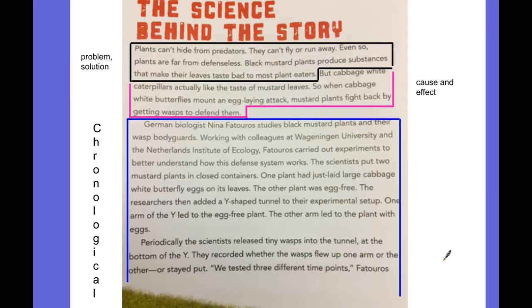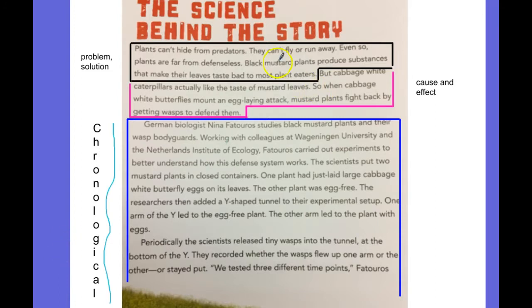The researchers then added a Y-shaped tunnel to their experimental setup. One arm of the Y led to the egg-free plant. The other arm led to the plant with the eggs. Periodically, the scientists released tiny wasps into the tunnel at the bottom of the Y. They recorded whether the wasps flew up one arm or the other, or stayed put. We tested 3 different time points. Now this is going chronological, first, then next.